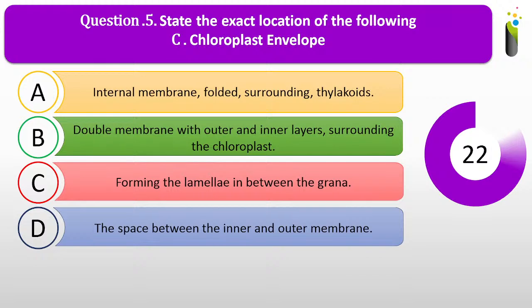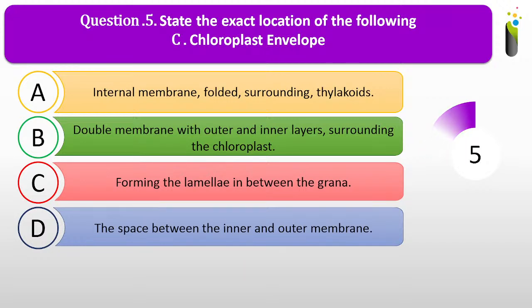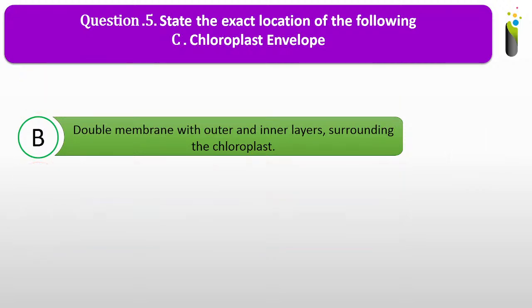So what is the exact location of the chloroplast envelope? The correct answer is B. That is, it is a double membrane with outer and inner layers surrounding the chloroplast. So it covers it, wraps the chloroplast. That's the reason why it is called the chloroplast envelope.